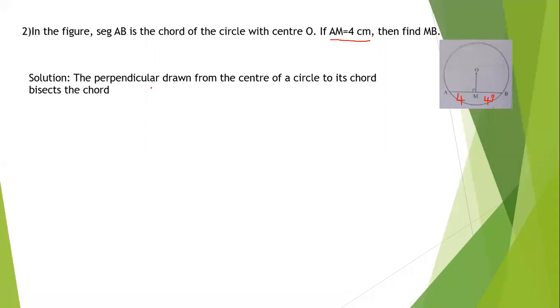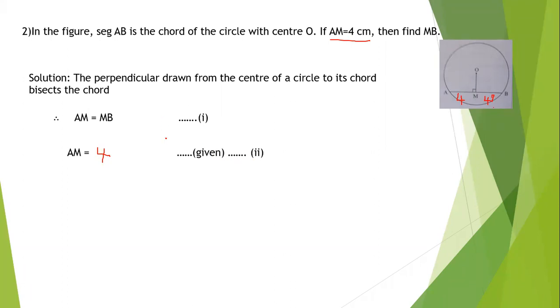So how we are going to write this answer? We will write first the statement of the theorem. The perpendicular drawn from the center of a circle to its chord bisects the chord. Then in the next line, we will write, therefore, according to this theorem, AM is equal to MB. And we will number this as 1. In the next line, we will write AM. How much is AM given to us? It is given as 4. So here, we will write 4. Right? And we will number it as 2 and we will write the reason also. This 4 is given in the sum.